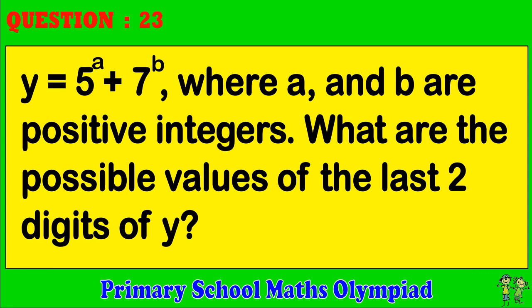Question 23. Y equals 5 to the power of A plus 7 to the power of B, where A and B are positive integers. What are the possible values of the last 2 digits of Y?